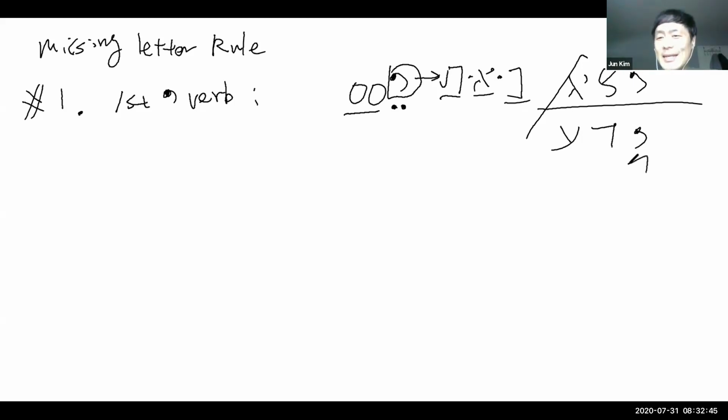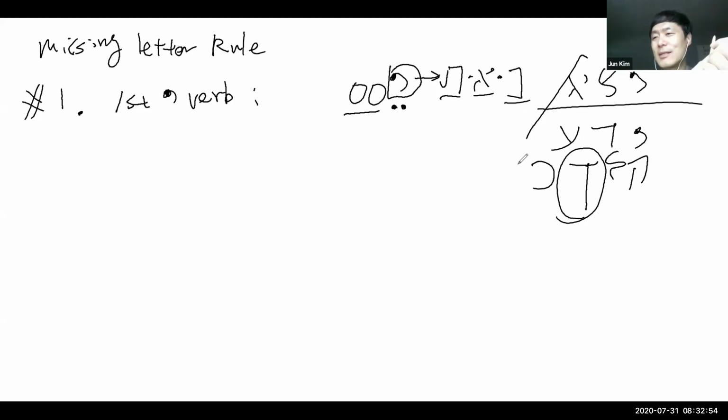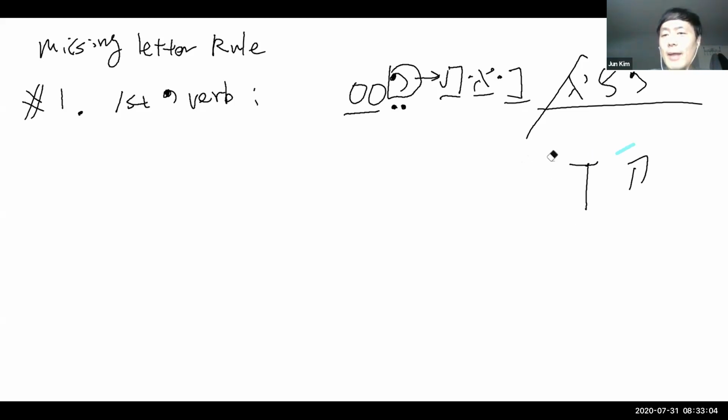Halak. Don't forget to put the final form. Don't put kaf here like this. Otherwise, you will lose 0.5 mark. Okay? So always remember to use the final form. All right. So halak is quite a strange word.